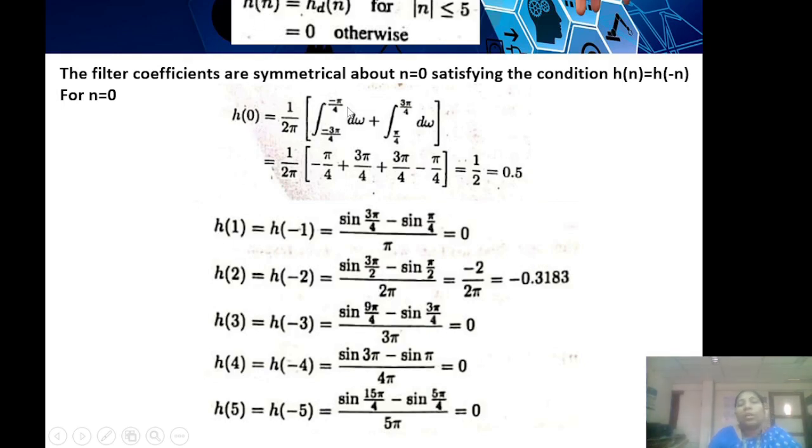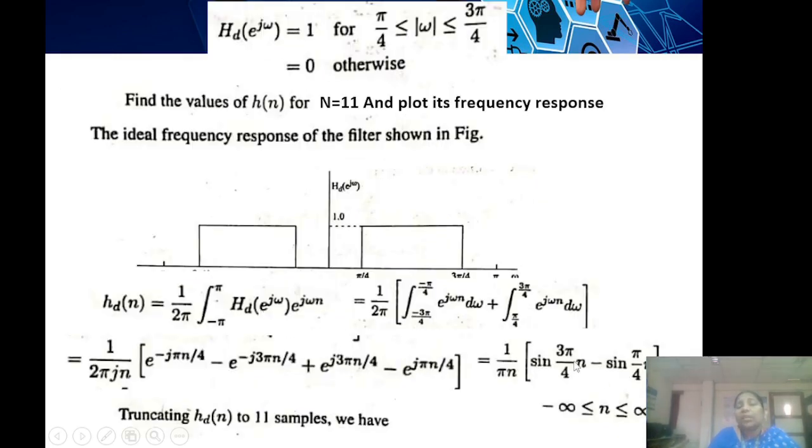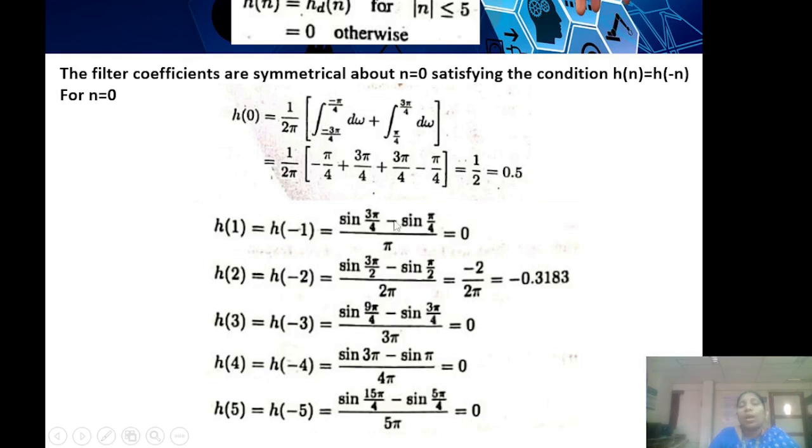Now we have to find the coefficients h(0) to h(5). For h(0), if you integrate 1 with respect to dω, you will get 0.5. For other values of n from 1 to 5, we substitute into this formula. Keep your calculator in radian mode to find these values. h(1) is 0, h(2) is -0.3183, and h(3), h(4) and h(5) are 0.